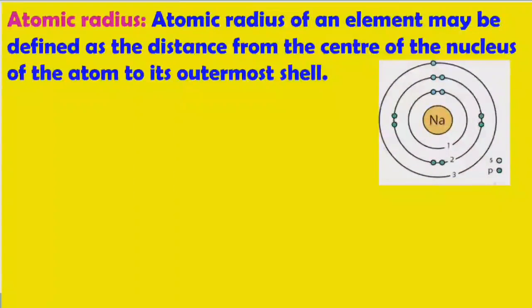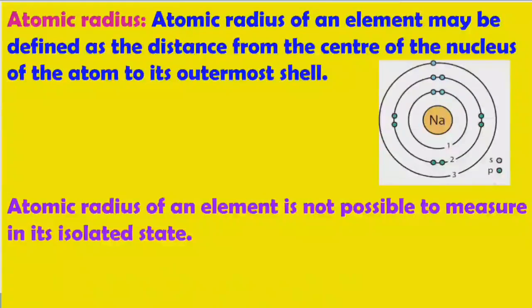Here we can see a sodium atom. There is a nucleus at the center and there is the outermost shell, that is the third shell, M shell. So the distance between the center of the nucleus to the outermost shell is the atomic radius.